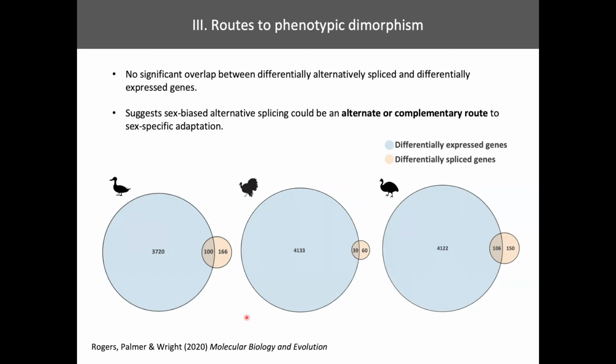And we found that there is no significant overlap between differentially alternatively spliced and differentially expressed genes in the gonad in any of these three species. So they're largely different sets of genes, which suggested to us that sex-biased alternative splicing could be an alternate or a complementary route to sex-specific adaptation.